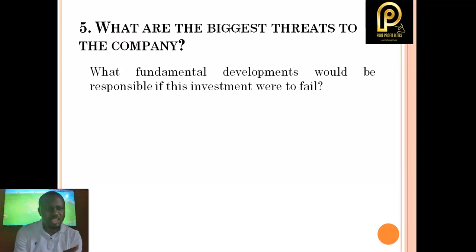Political decisions and economic changes can actually affect a company. What about exchange rate? What about inflation? What about the unemployment rate in the country? What about growth in the economy? So you need to identify the threats to the company. It's a factor that you need to consider before you make your investment decision. What are the biggest threats to this company that I want to invest in? Or what are the biggest threats to this opportunity I want to invest in?